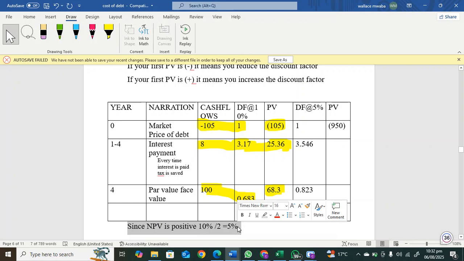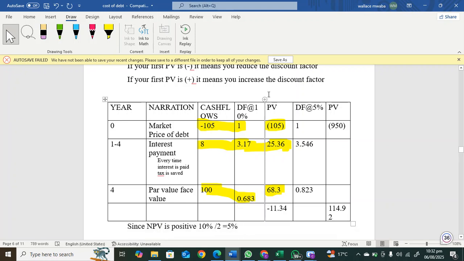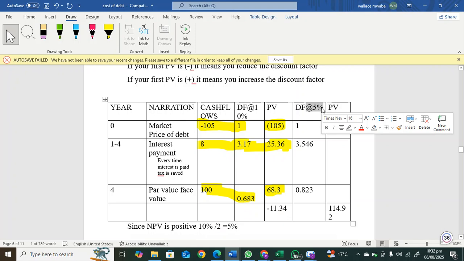Or if you want, just pick any discount factor below 10%. You can use 9%, 8%, any of them. Here I just divided by 2 so that I use 5%. But you can use any discount factor.